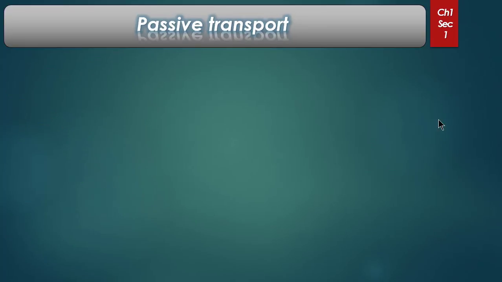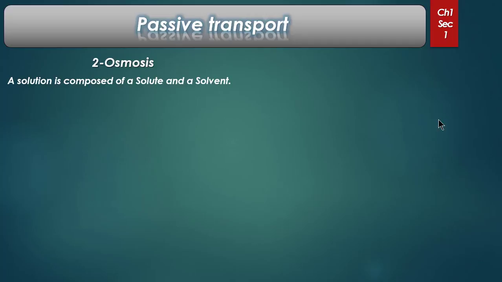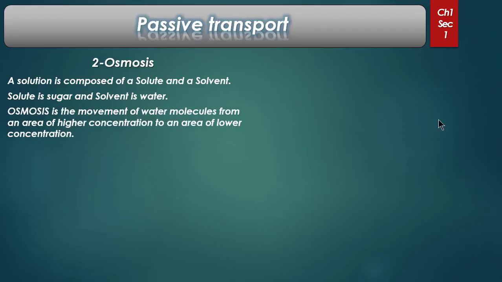Okay, so here is the second type of passive transport, which is osmosis. Osmosis is the movement of water molecules. But before this, I'm going to tell you what a solute and a solvent are. A solution is composed of a solute and a solvent. What is a solute and what is a solvent? Solute is sugar, and solvent is water. Osmosis is the movement of water molecules from an area of higher concentration to an area of lower concentration.